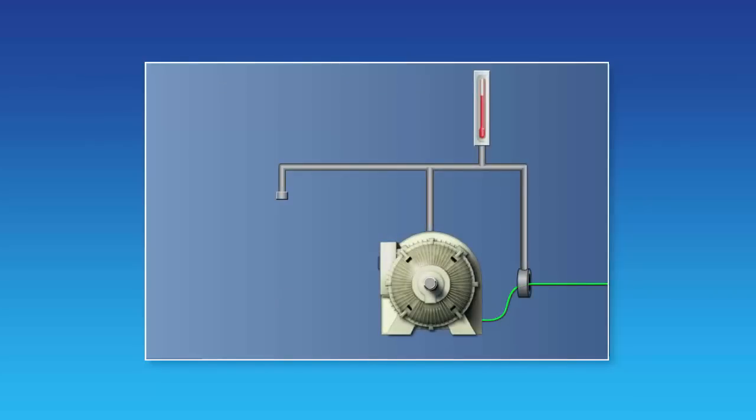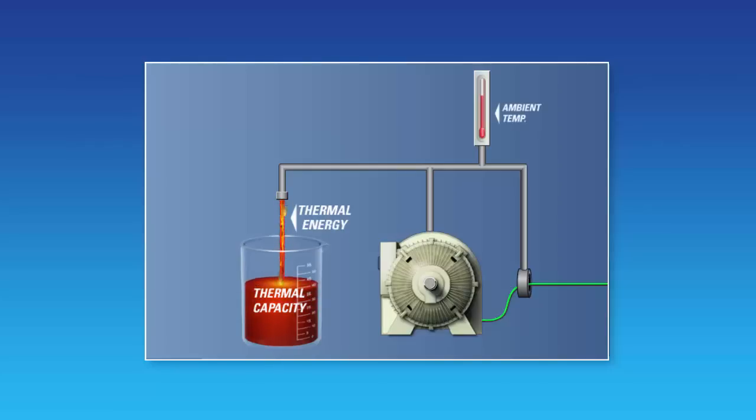We will use the following model to aid in a better understanding of motor thermal modeling concepts. The motor's thermal capacity, that is to say the amount of heat energy the motor can hold, will be represented by the glass vessel. The lava-like fluid filling the vessel will represent thermal energy or heat energy that has been absorbed by the motor. The sources of thermal energy that will fill the vessel, heating the motor, are ambient temperature, motor losses due to current unbalances and I squared T, and motor heating due to a start.